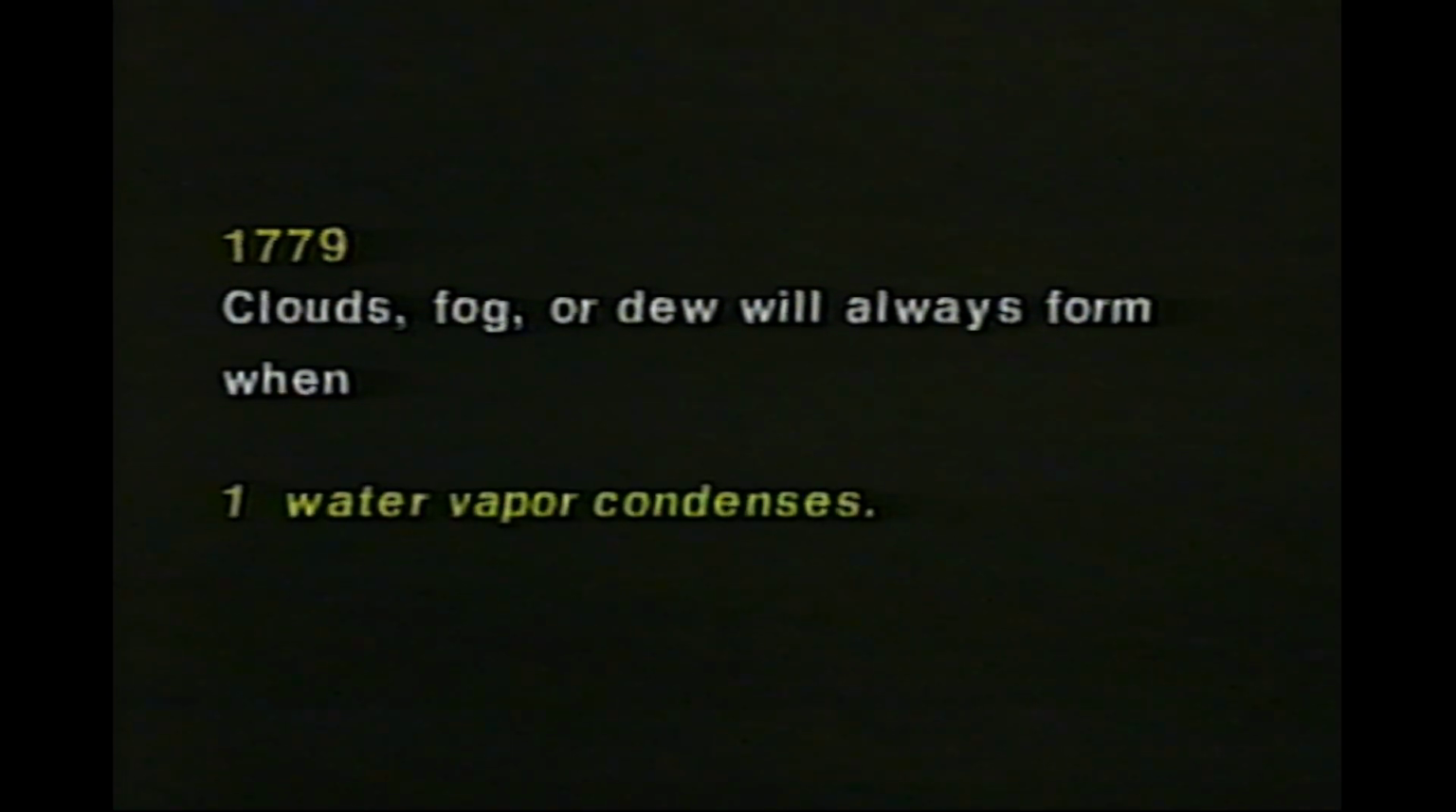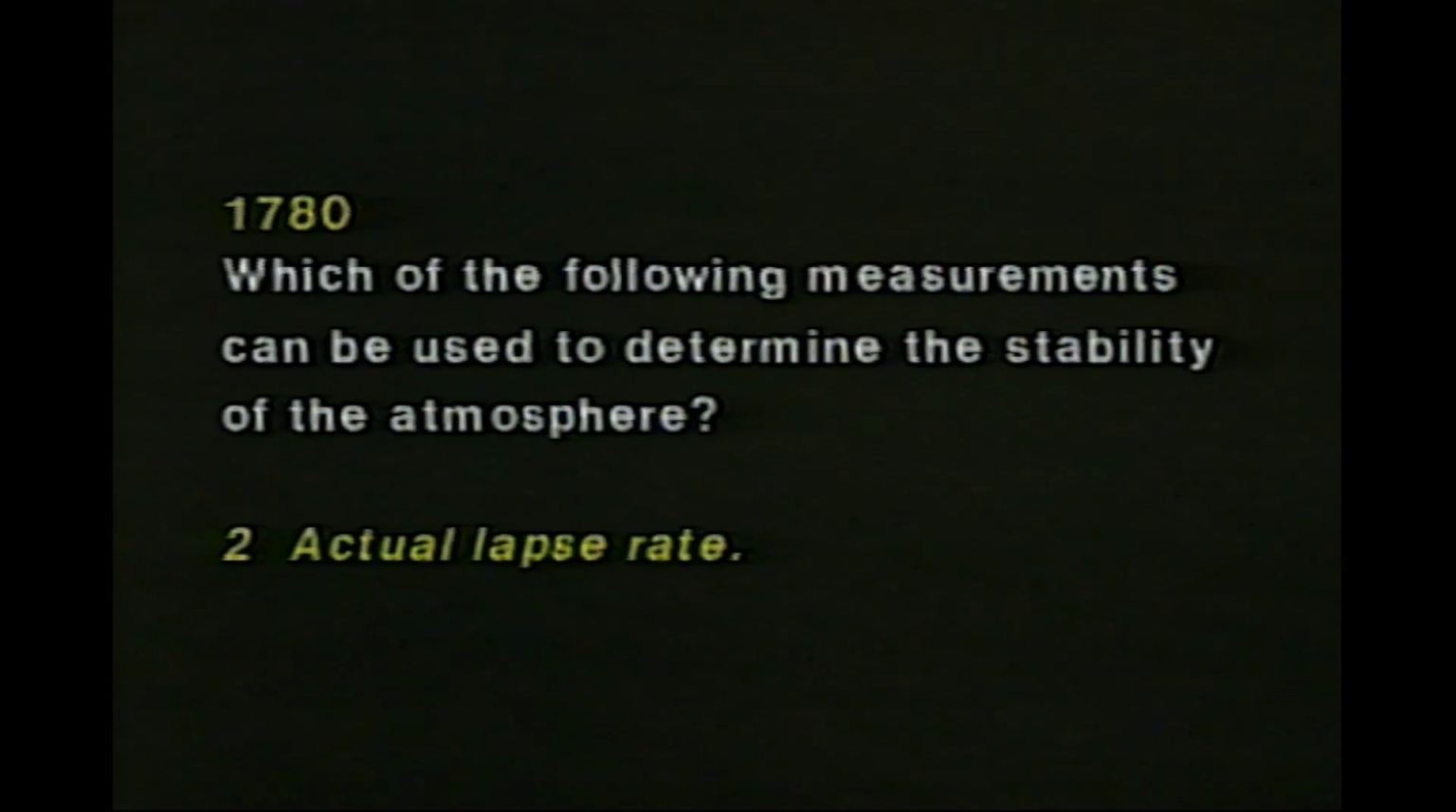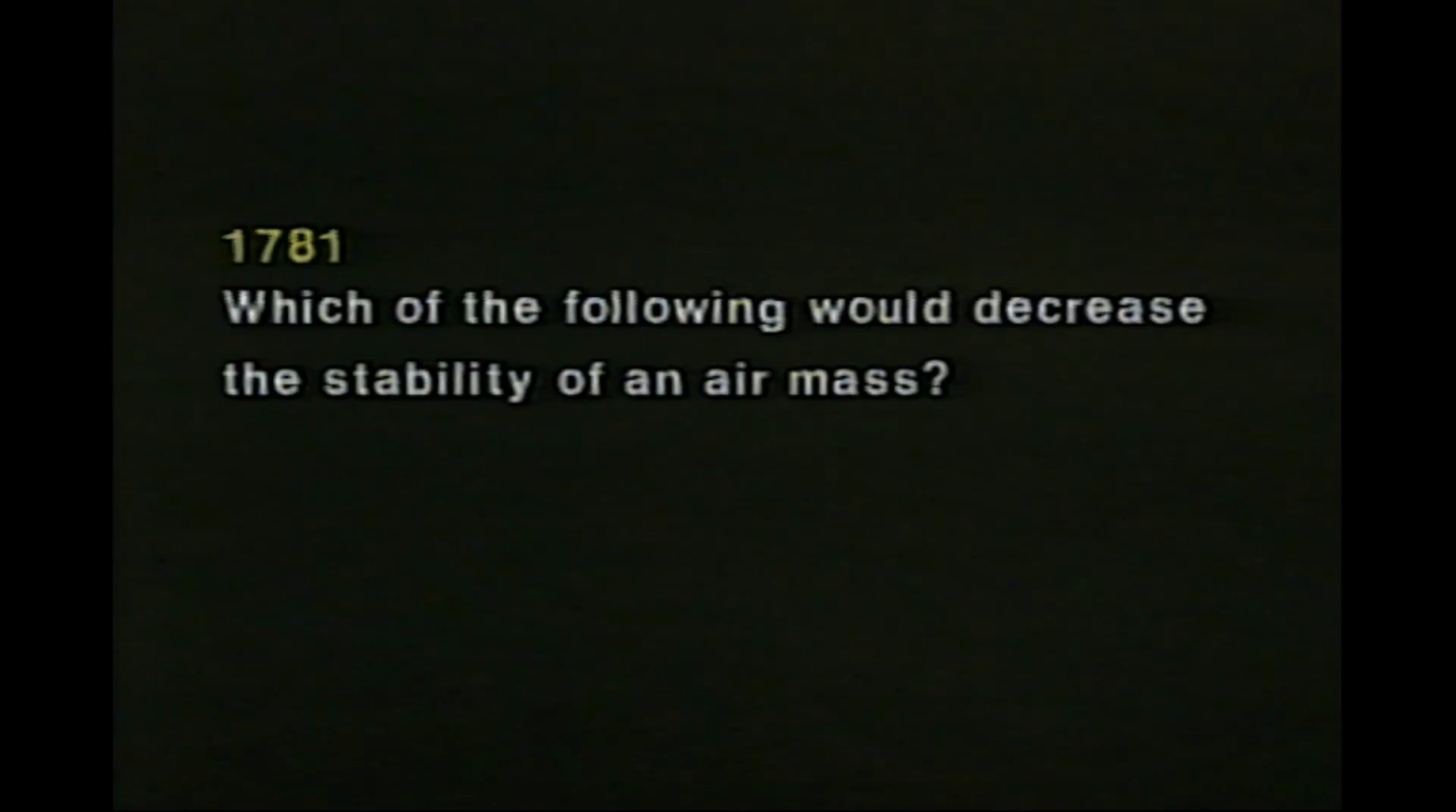Number 1, when water vapor condenses. Question 780. Which of the following measurements can be used to determine the stability of the atmosphere? The answer is number 2, the actual lapse rate. Question 781. Which of the following would decrease the stability of an air mass?